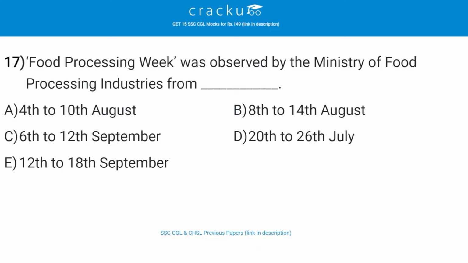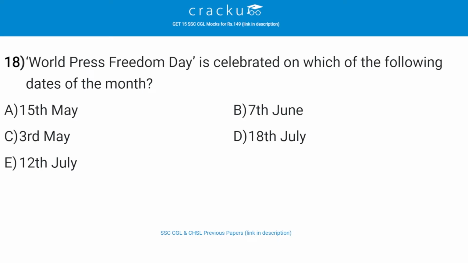Food Processing Week was observed by the Ministry of Food Processing Industry from dash. The correct answer is C, that is 6th to 12th September. So, the Ministry of Food Processing Industries is observing Food Processing Week from 6th to 12th September, under which the ministry is organizing various programs. World Press Freedom Day is celebrated on which of the following dates of the month? The correct answer is C, that is 3rd May.